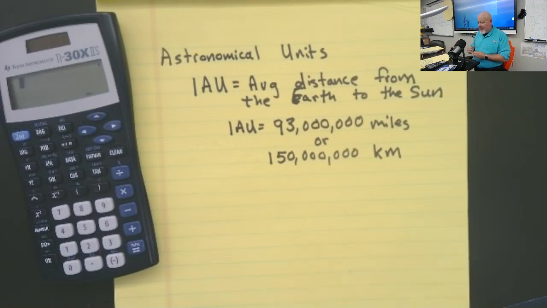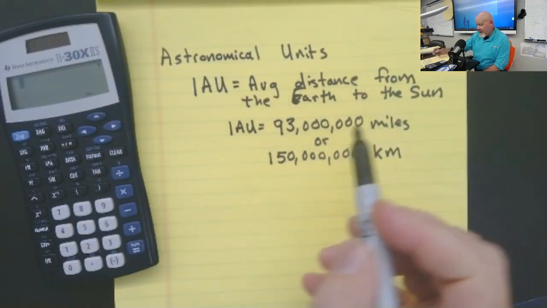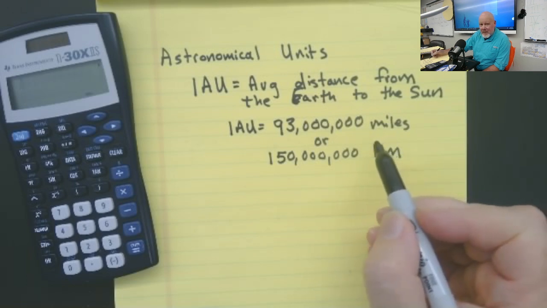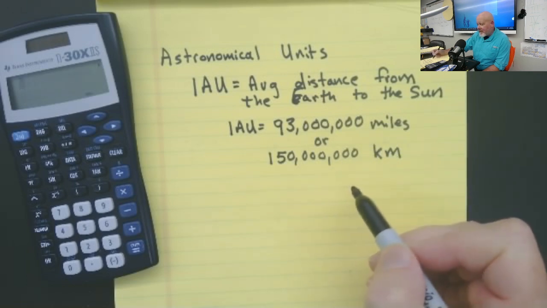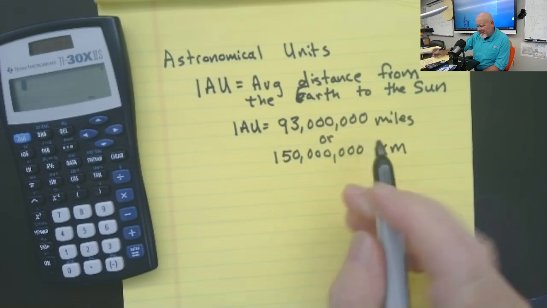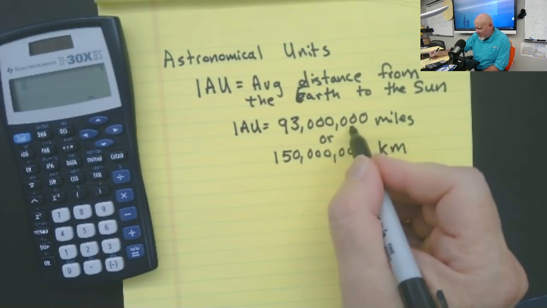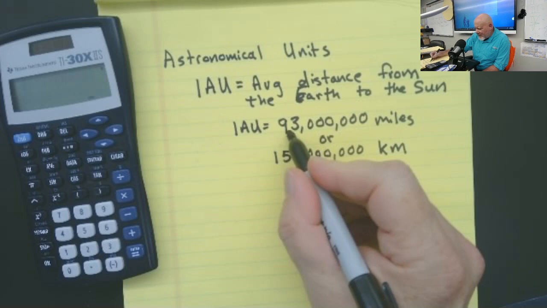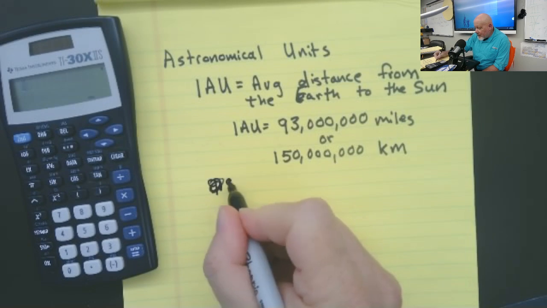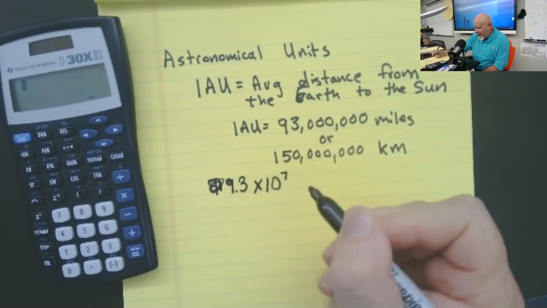So let's define astronomical unit. An astronomical unit, 1 AU, is the average distance from the Earth to the sun. Now that distance actually is, on average, 93 million miles, or 150 million kilometers. It's easier to write these in scientific notation. That's where we ask how many zeros we have here: 1, 2, 3, 4, 5, 6. I'm going to actually go to 7 here. I'm going to say 9 point, oops, that's not 9.3. 9.3 times 10 to the 7th power.